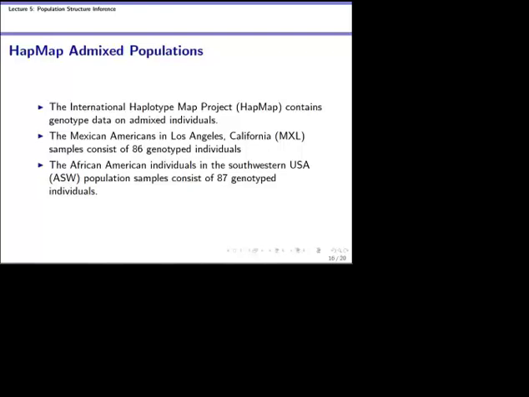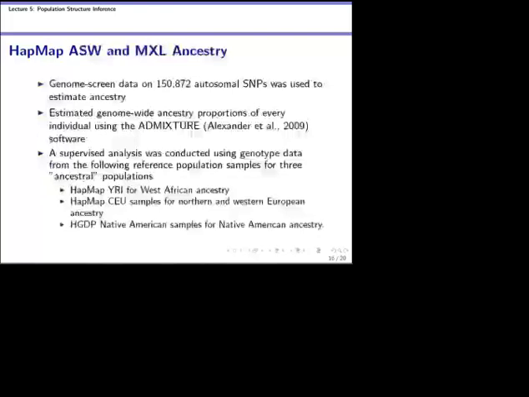So I gave you data from Mexican Americans from Los Angeles and the African Americans from Southwest, and these are data from HapMap. Okay. So just to know, I did Admixture. This is the software if you want genome-wide average ancestry. I applied it to this data set where I try to estimate the proportion of ancestry for African Americans, the ASW, African American Southwest, and the Mexicans in Los Angeles.